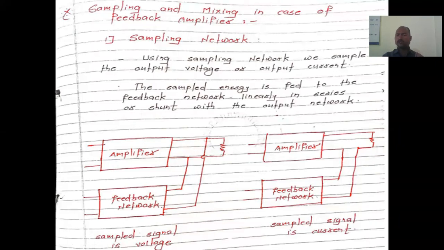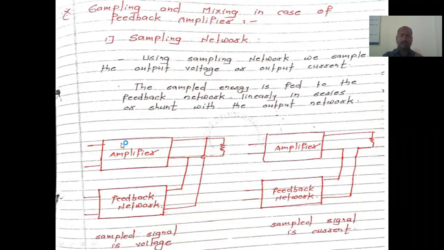So accordingly, there are two types of sampling. One is voltage sampling and the other is current sampling, right? In voltage sampling, we apply the input, and accordingly an output voltage is generated. That generated output voltage is again applied to the input as a voltage. Then that sampling is called voltage sampling, where the sampled signal is a voltage.